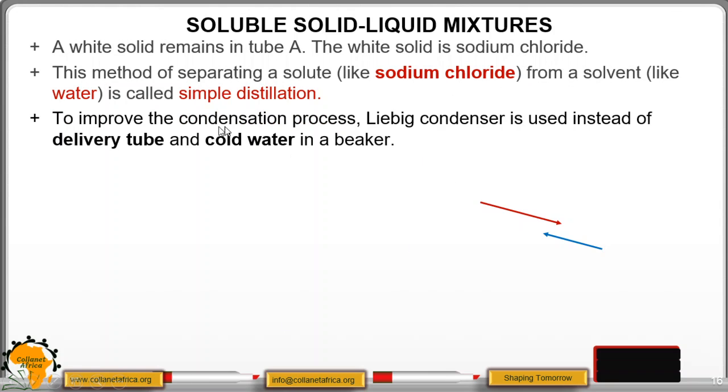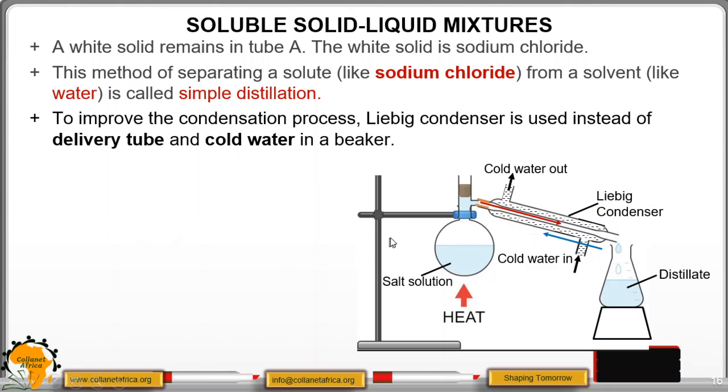To improve the condensation process, a Liebig condenser is used instead of a dry delivery tube and cold water in a beaker. So we have this setup. We have the stand, the solution is here. Then we have the Liebig condenser, with inlet and outlet. Note where the inlet is, down here, and the outlet up there.